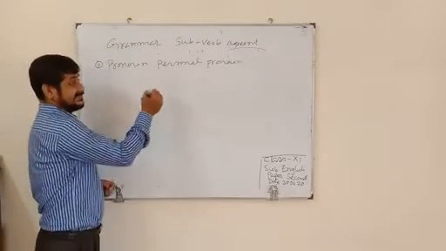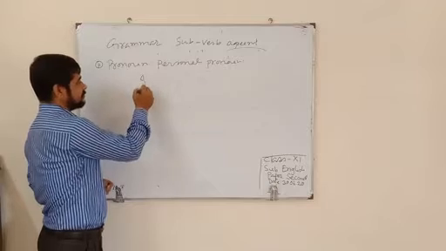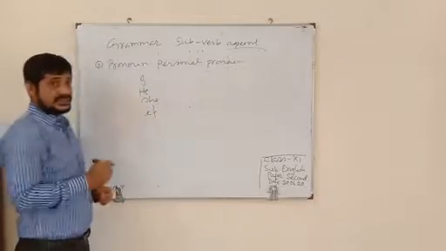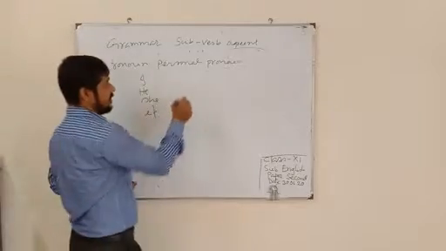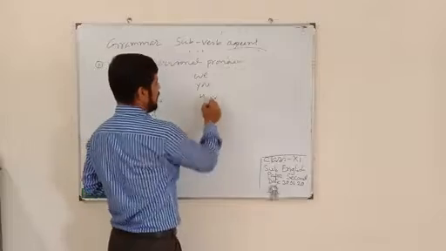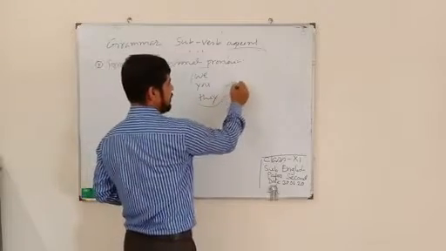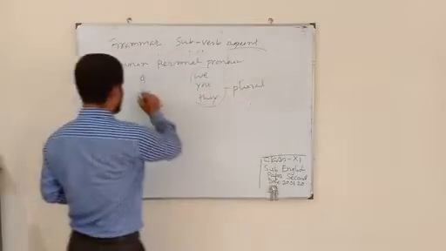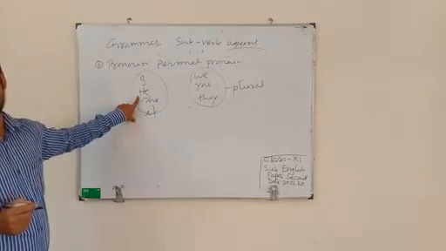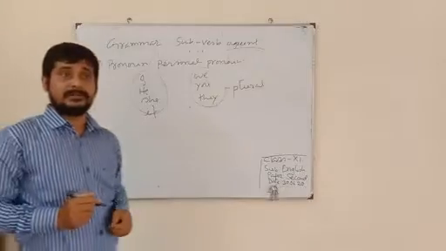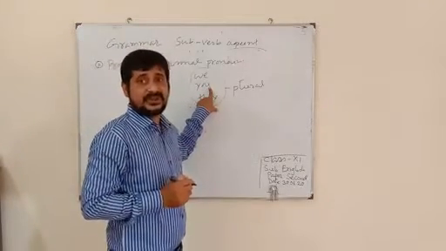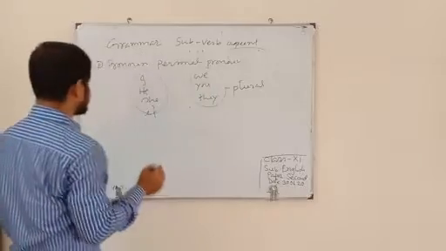What are the singular subjects? I, he, she, it. Those are singular subjects. Then we, you, they, those are plural subjects. So after a singular subject, you have to use a singular verb. After a plural subject, you have to use a plural verb.